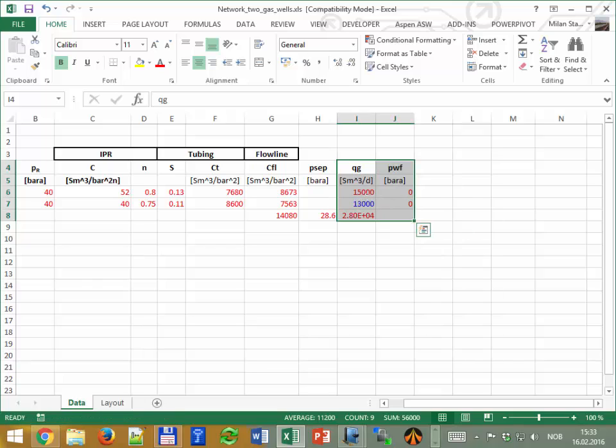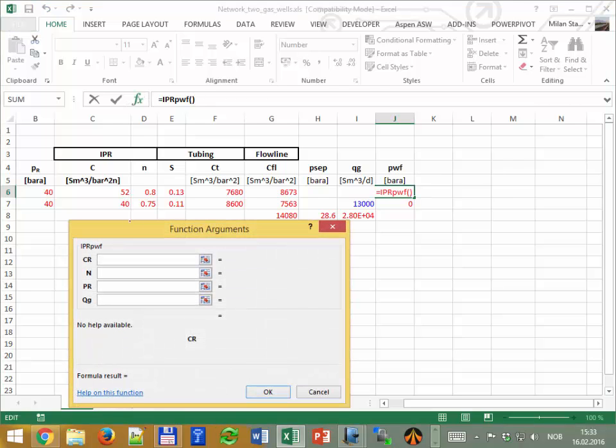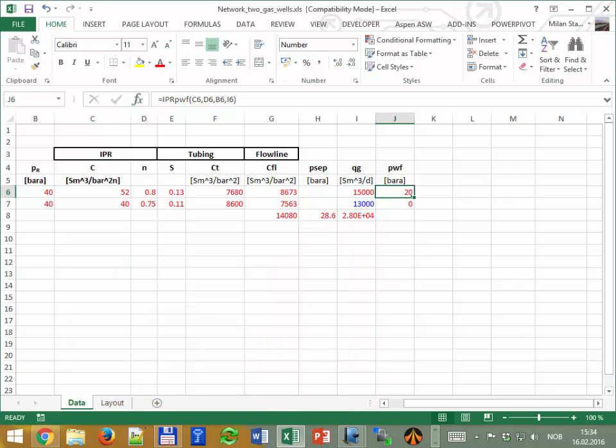I have the rates, that I'm not sure if they are correct or not, but we will see later. Then I calculate the flowing bottom hole pressure, IPR, that I'm doing co-current. IPR, PWF, and formation reservoir pressure, the rate, that is actually this one here, 20 bar.